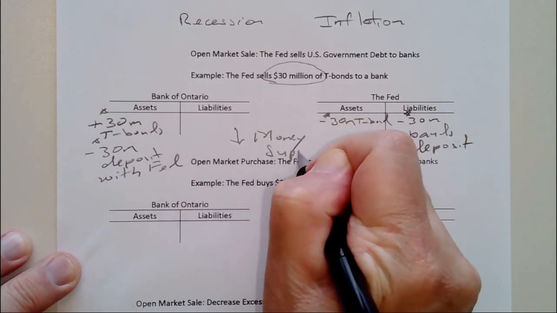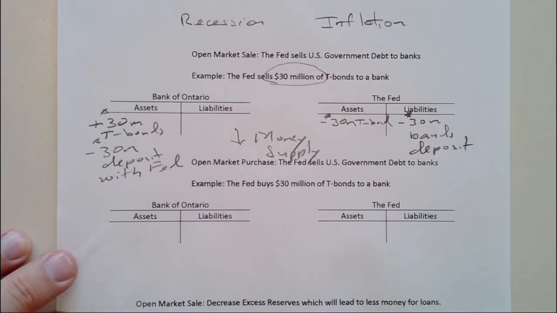Why would the Fed do that? Well, if they lower the money supply, what they want to do is decrease the demand for bonds, which would drive the price of bonds down, and that would drive up interest rates. This is designed to slow down spending, to slow down aggregate expenditures, to fight inflation. Okay, let me stop there, and we'll come back with an open market purchase.